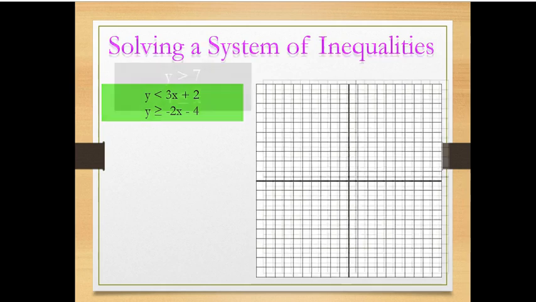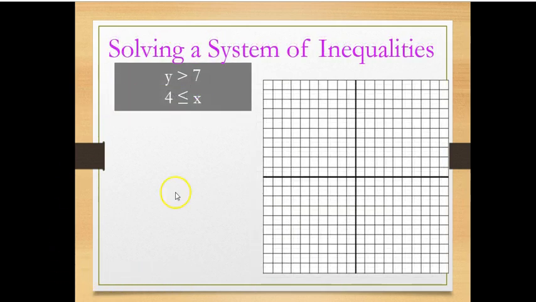Let's go ahead and take a look at another example. Here I have y is greater than 7. We know that this is going to be a special type of line. If I had y equals 7, it would be a horizontal line, right? So I know it's going to be a dotted line. I'm going to cross the y-axis at 7.